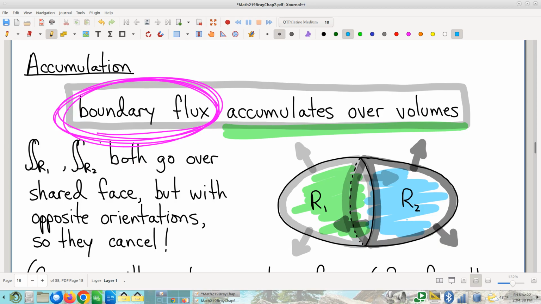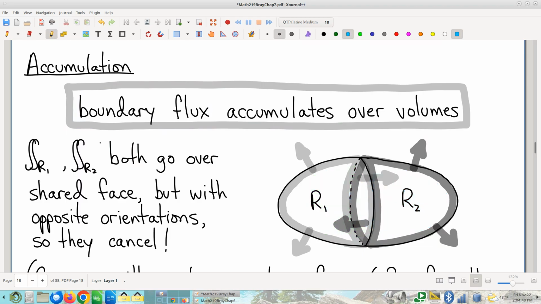Okay, so let's play the game here, and let's look at the left piece. On that left piece, outward oriented boundary flux, of course, looks like that for the left piece. Outward oriented boundary flux for the right, color blue. For the right piece, outward oriented boundary flux is like that.